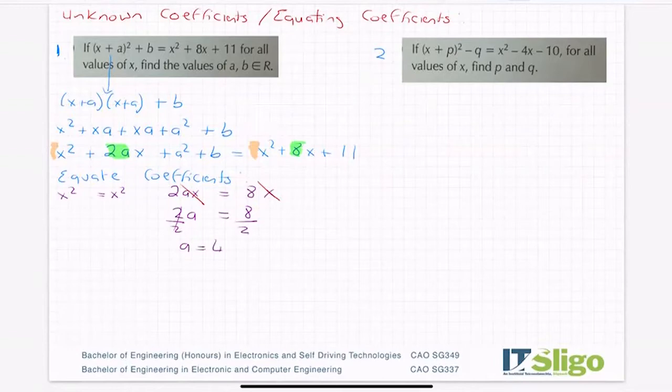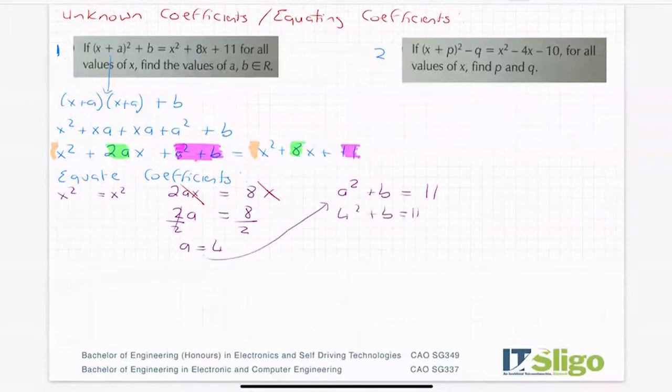And then in the same way, you know that this c over here is the numbers. So a squared plus b are the numbers. And you see, it's perfectly okay to have more than one term when you're equating coefficients. So now you know what a is. So you have 4 squared plus b being equal to 11. 4 squared is 16 plus b is equal to 11. b is equal to 11 minus 16. b is equal to minus 5. So in this one, a is 4, b is equal to minus 5.